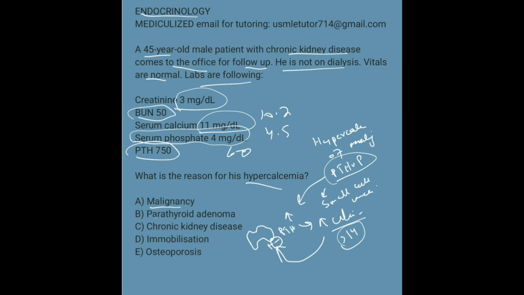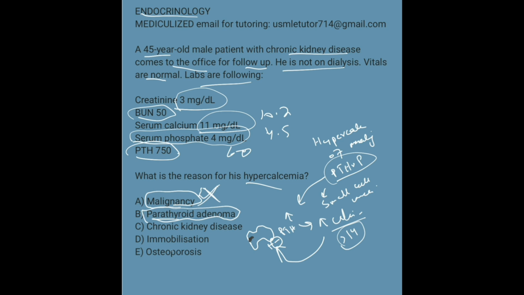Then parathyroid adenoma. So let's talk about parathyroid adenoma. PTH is high. Parathyroid adenoma is primary hyperparathyroidism. So if it's an adenoma here, it makes sense. Yes, PTH can be high here. Second, calcium can be elevated. Yes, it can be elevated. Can phosphate be normal? Phosphate can be normal. So we're going to keep this for now.